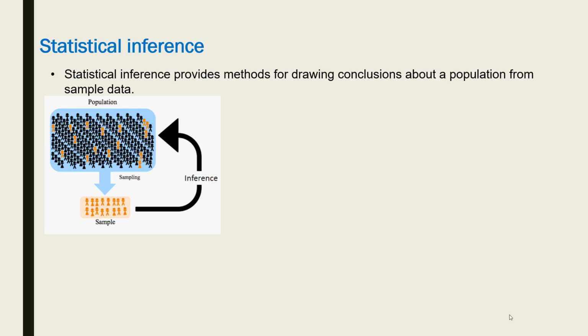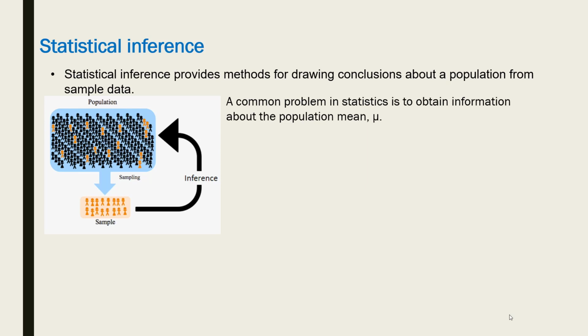You know, parameters are unknown. So, we try to obtain information about the population parameter. What are the population parameters? You already know population mean. Population mean is a population parameter. So, sigma, which is population standard deviation, and population proportion, etc. A common problem in statistics is to obtain information about the population mean mu.